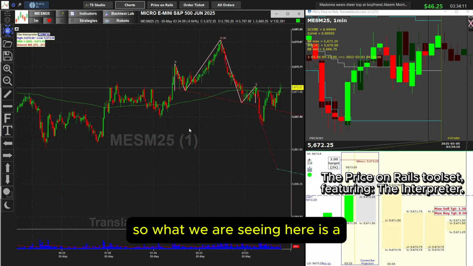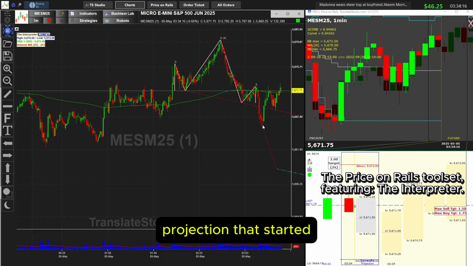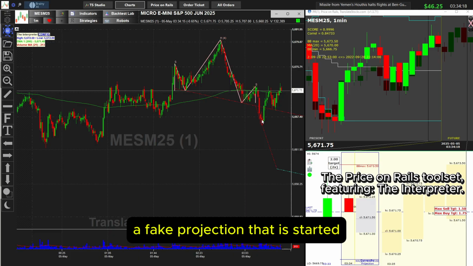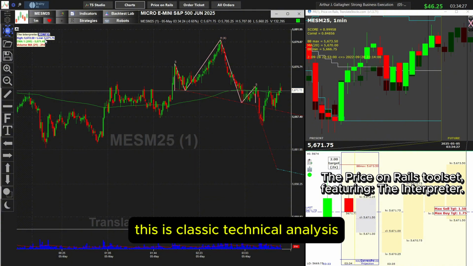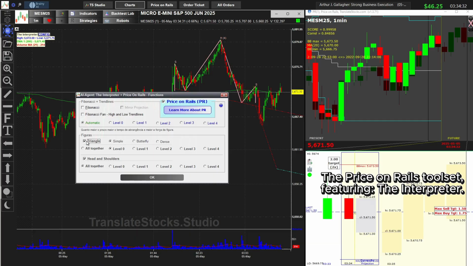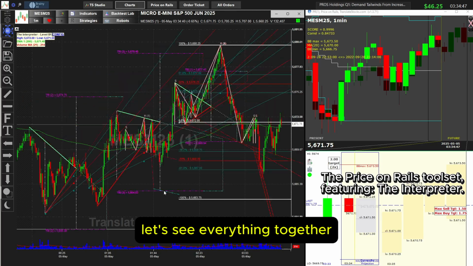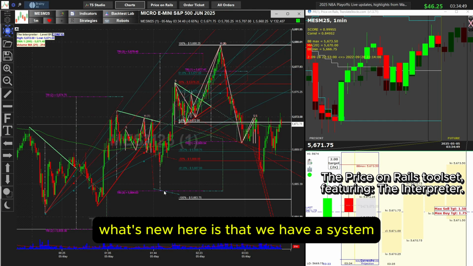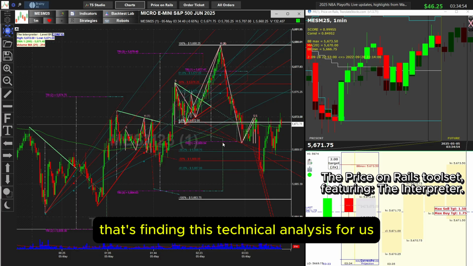So what we are seeing here is a projection that started, the fake projection that started but came back to above the line. This is classic technical analysis. These figures have been in the literature for a long time. The system is just finding them. Let's see everything together. What's new here is that we have a system that's finding this technical analysis for us.